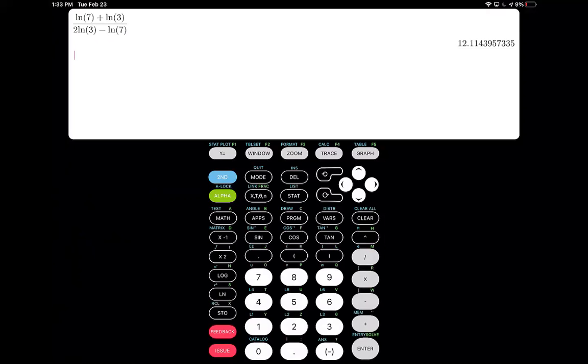If you create that fraction, if you have this newer calculator, then no, you don't have to put in the parentheses. If you don't have a newer calculator, you would type it in like parenthesis natural log of 7, close, plus the natural log of 3, close, close, divided by open 2 natural log 3 minus natural log 7.